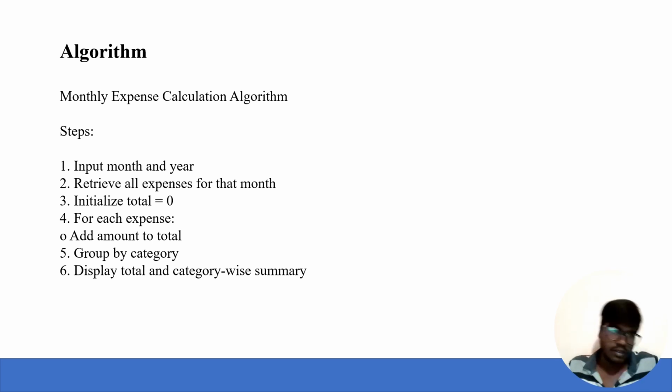Here I want to explain the algorithm steps, where we input the month and the year, and then retrieve all expenses for that month. Firstly we initialize the total to zero, then for each expense we add the amount to the total. Then we group by category and display the total and category-wise summary. And this is the algorithm for this project.